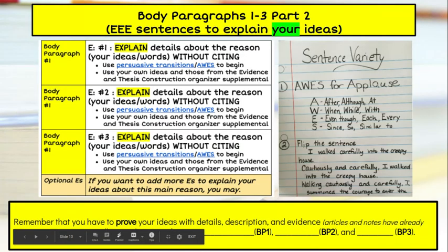That concludes what you'll be doing for the T and the R. The next portion will be working with explaining your own ideas based on your thesis reason number one.